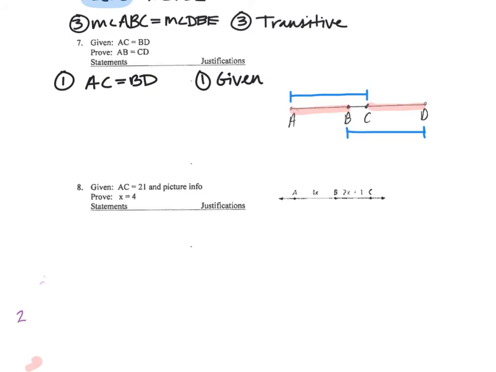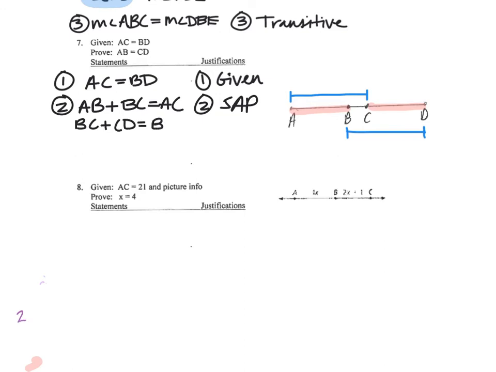So I'll write an equation for AC. So AB plus BC equals AC. That's one equation because of the segment addition postulate. I also need one for BD. Bella, what could I write for BD? So it's BC plus CD equals BD. That's wrong. BD. There we go.